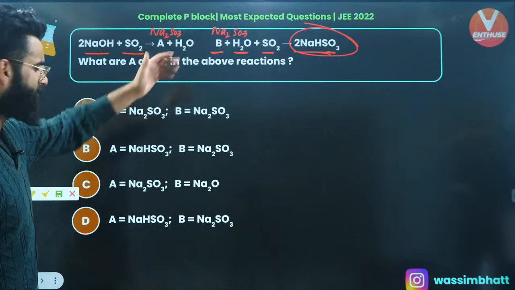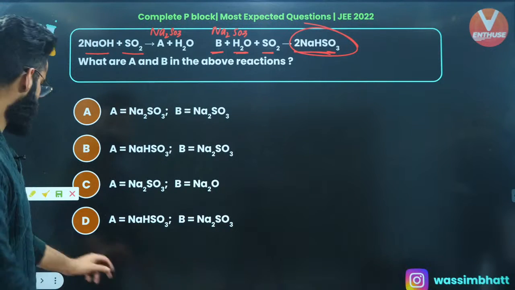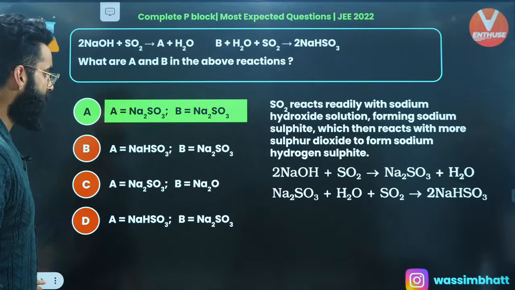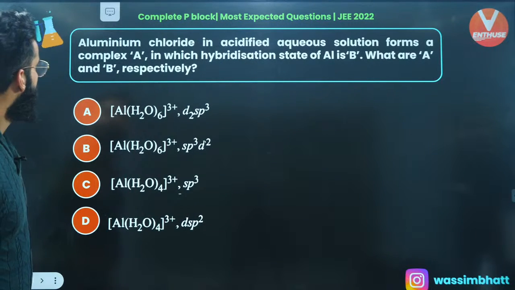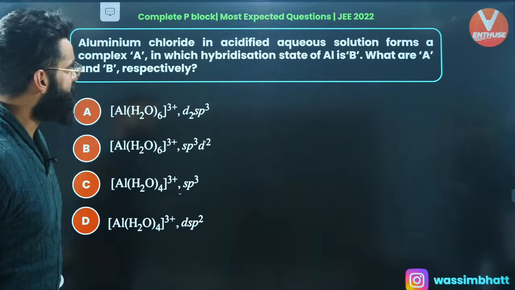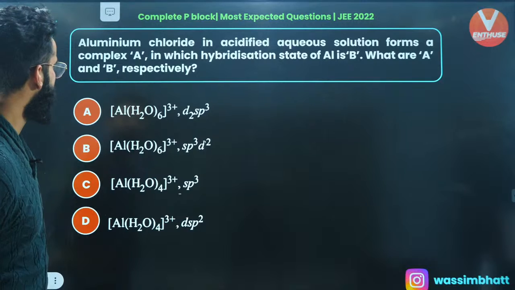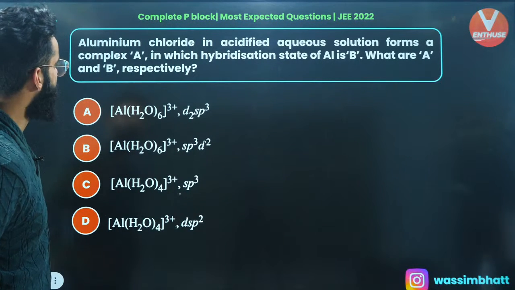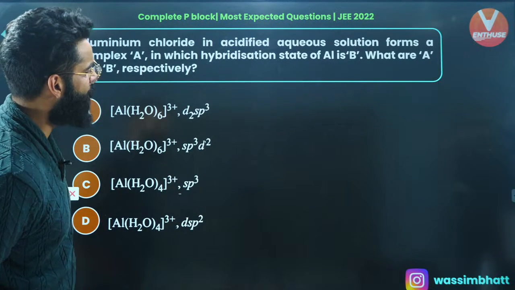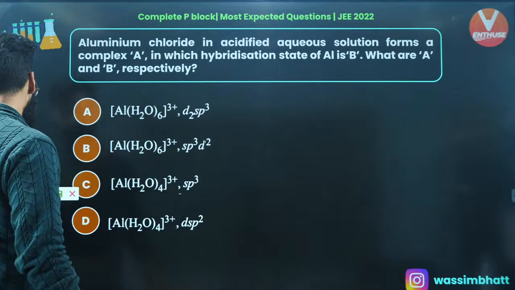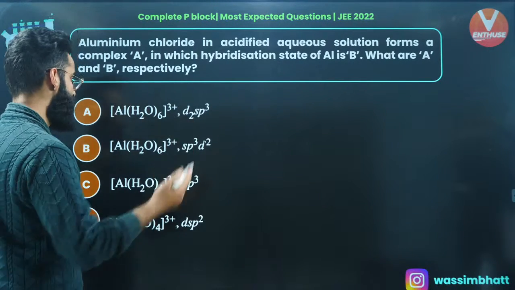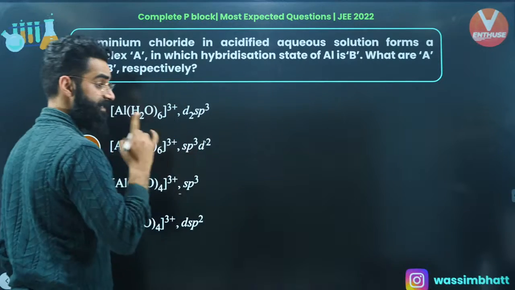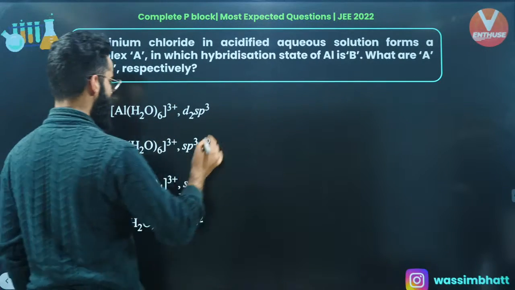Do remember, both the reactions are given in NCERT only, and these are the reactions which I've already mentioned. All right, aluminum chloride in an acidified aqueous solution forms a complex A, in which the hybridization of aluminum is B. First of all, what is the complex? Does it form the tetrahedral complex or octahedral complex? It forms the octahedral complex, I'm sure. This is again a statement given in NCERT only. So it forms the octahedral complex.